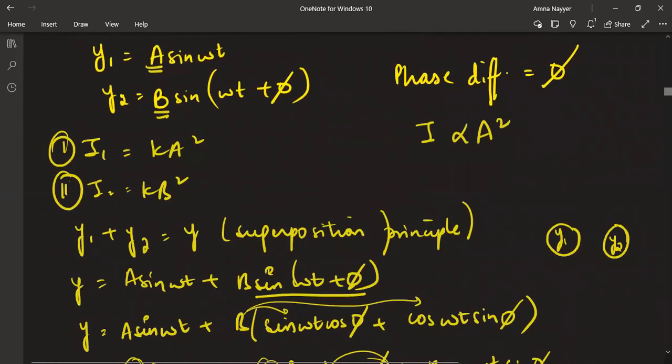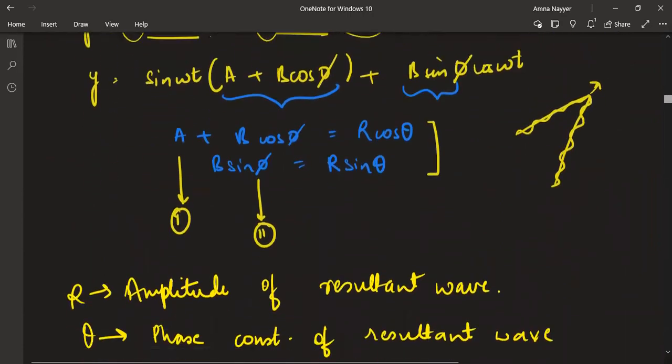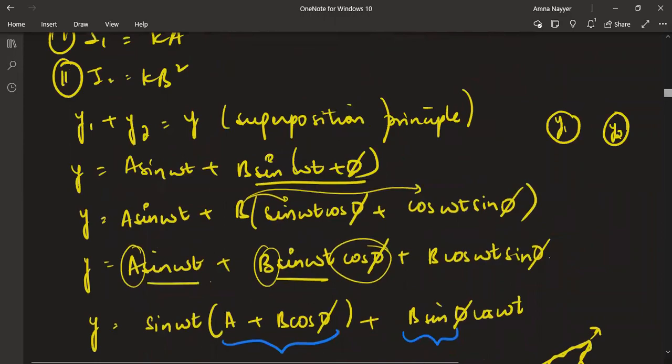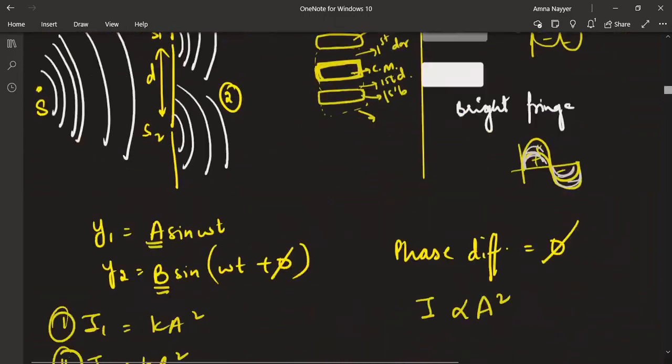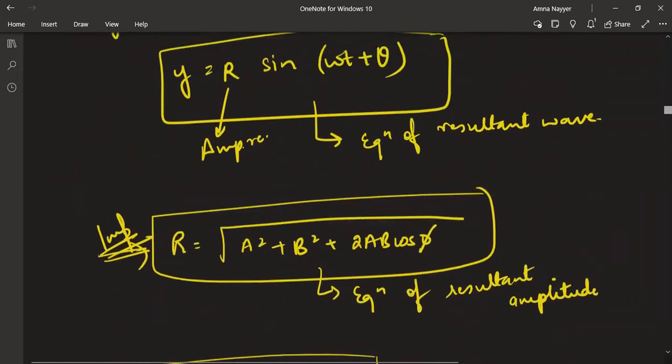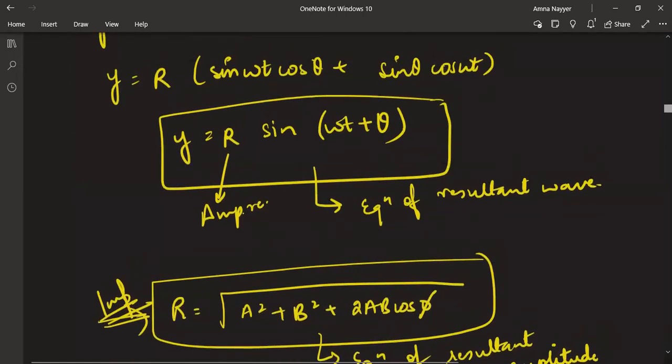Anyone has any doubt, let me know. Then these are not very important. This entire derivation is not very important. Anything can be asked in your exam, but this is not very important.